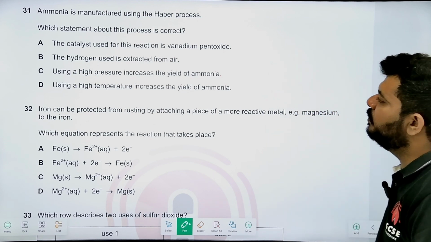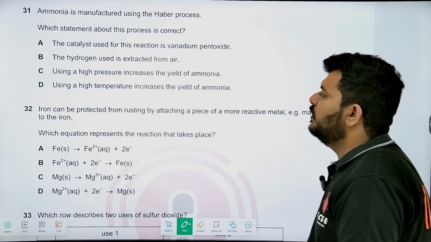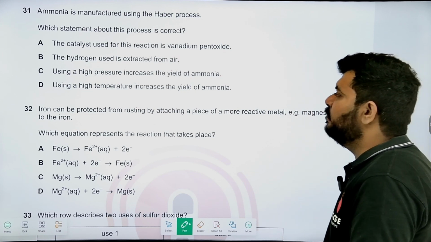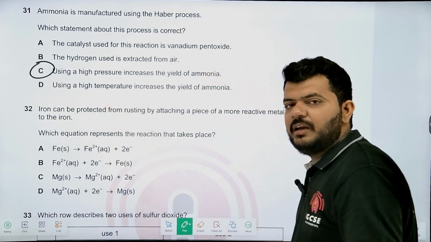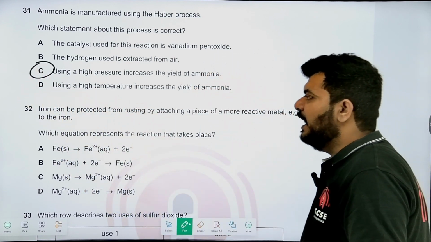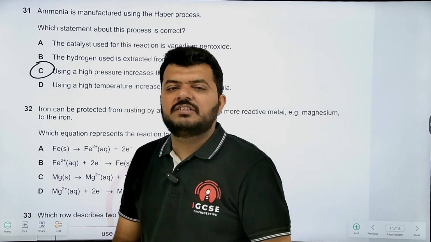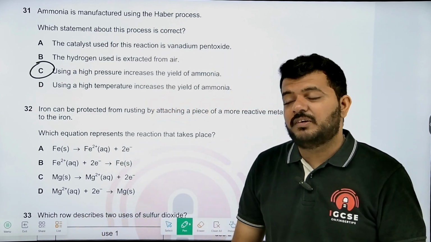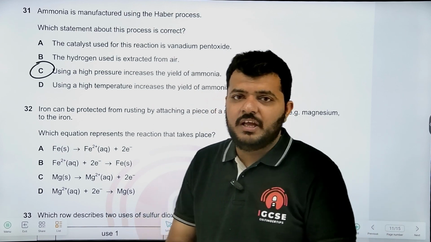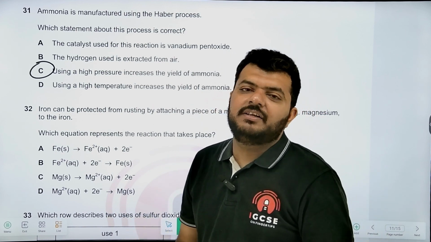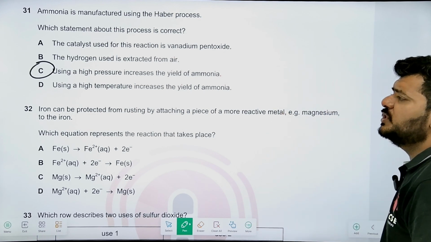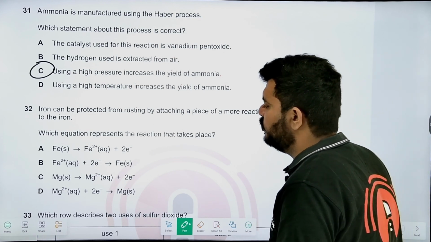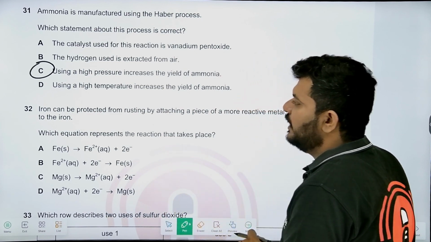Using a high pressure increases the yield of ammonia. Using high temperature increases the yield of ammonia. I'll go with pressure because on the right hand side the number of moles is less, and the forward reaction, as far as I remember, is exothermic, but we still use 450 degrees Celsius because below this our catalyst does not activate, right? So using high pressure increases the yield of ammonia is the correct answer.